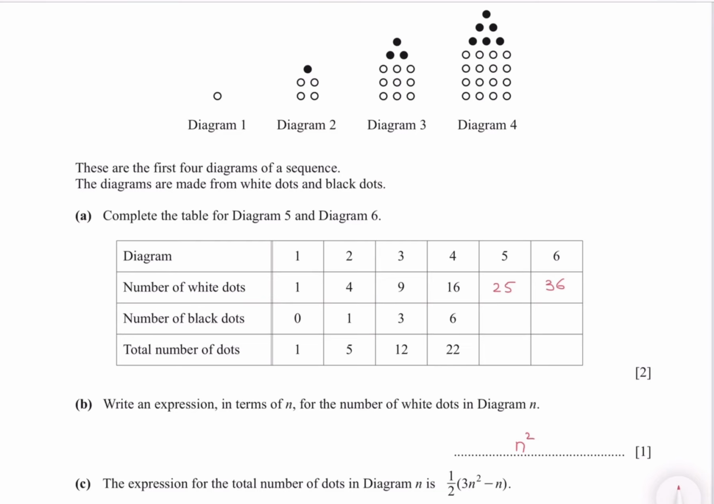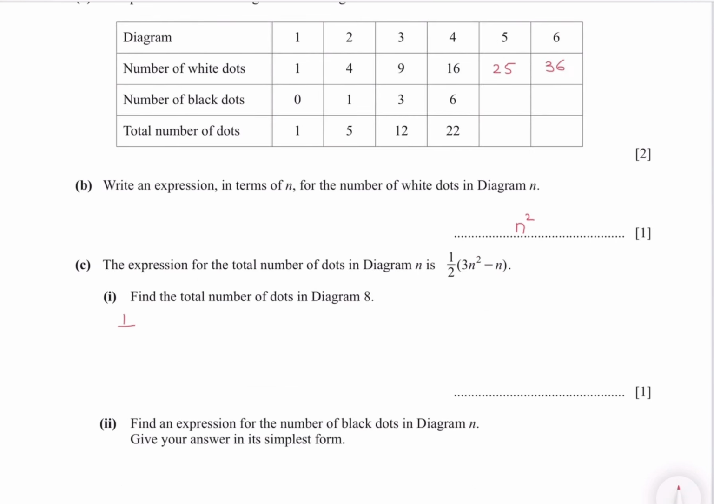The expression for the total number of dots in the diagram n is 1/2 (3n square minus n). So find the total number of dots in the diagram 8. This is very simple. Just place 8 in n and solve it. So you get 92. Find an expression for the number of black dots in diagram n and give your answer in its simplest form. Alright, black dots.